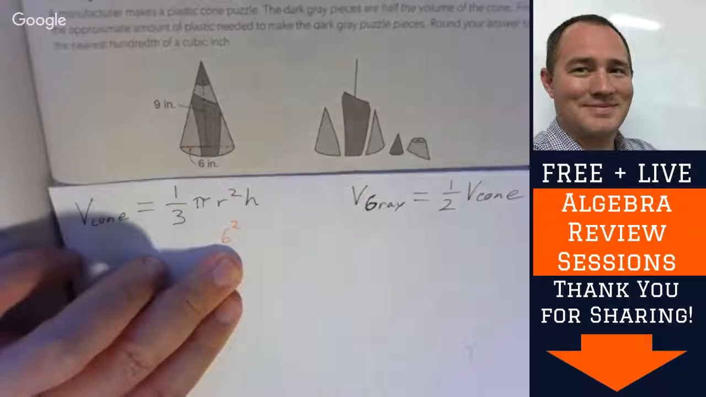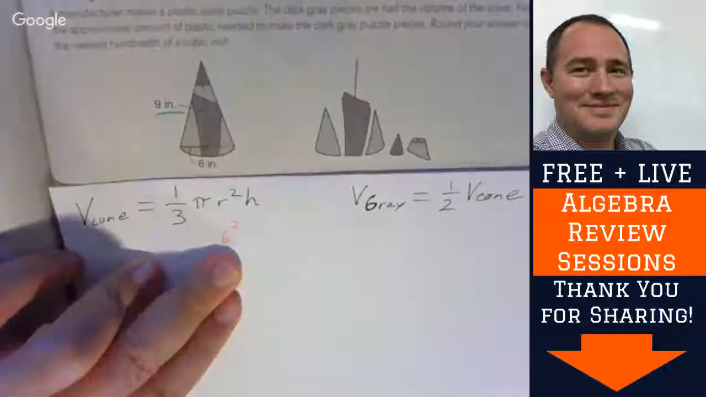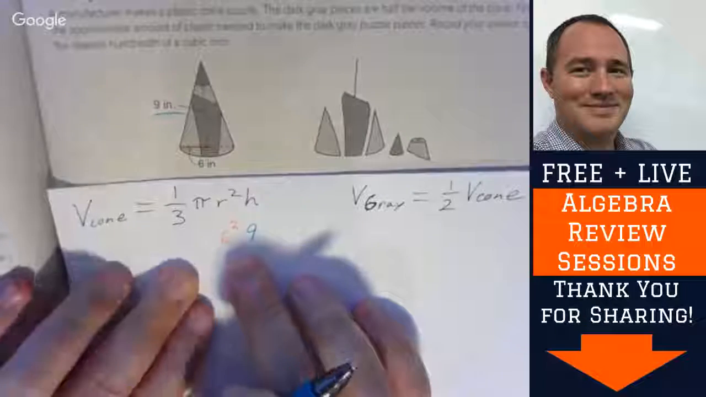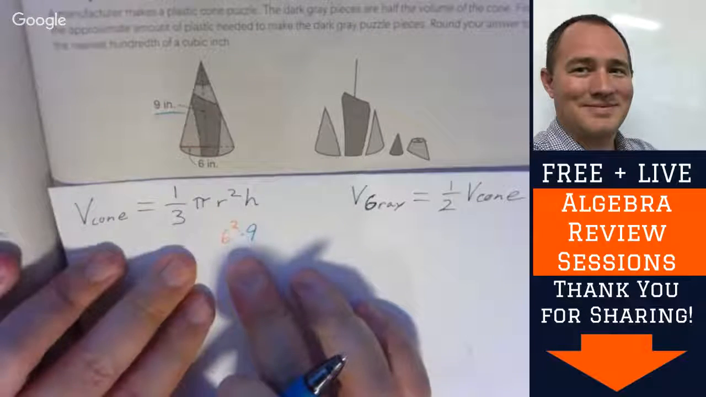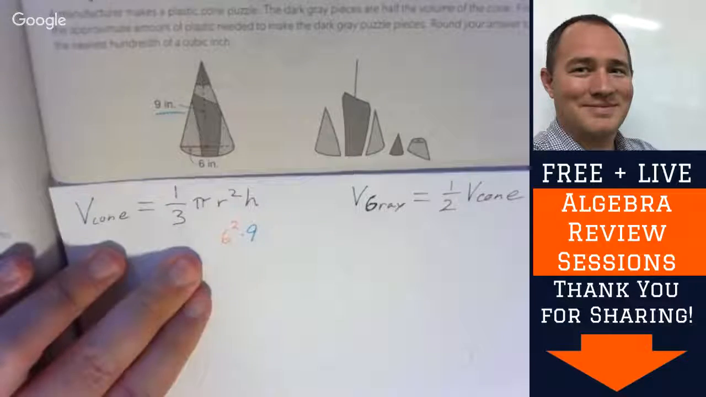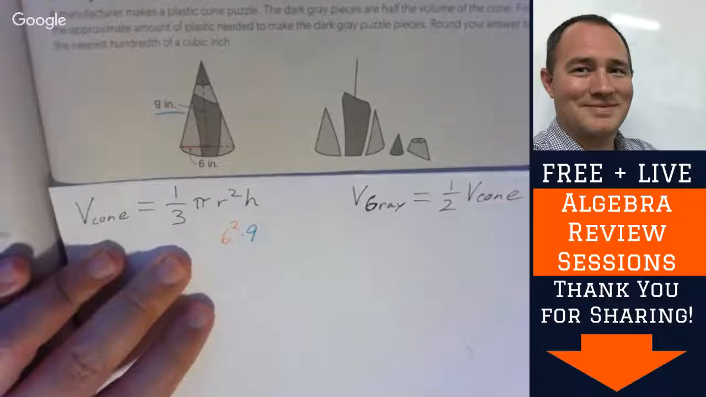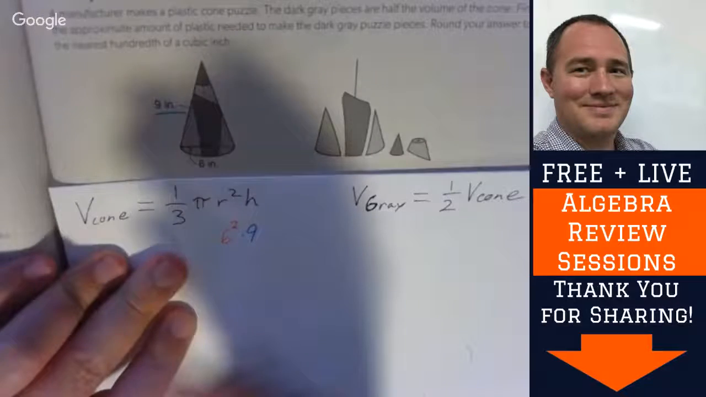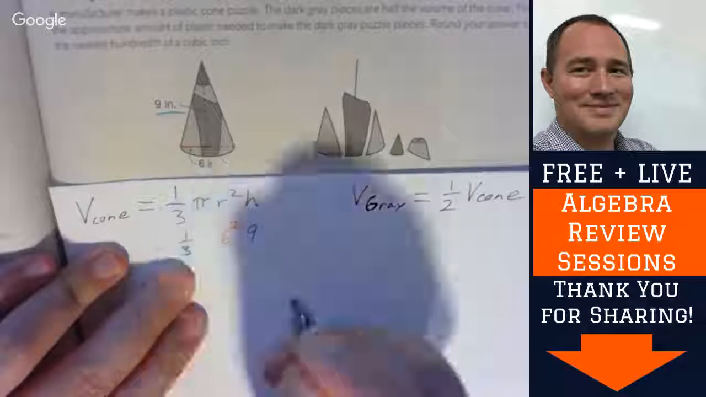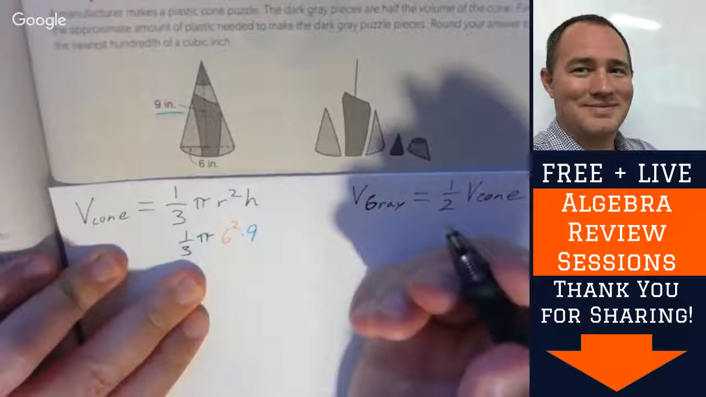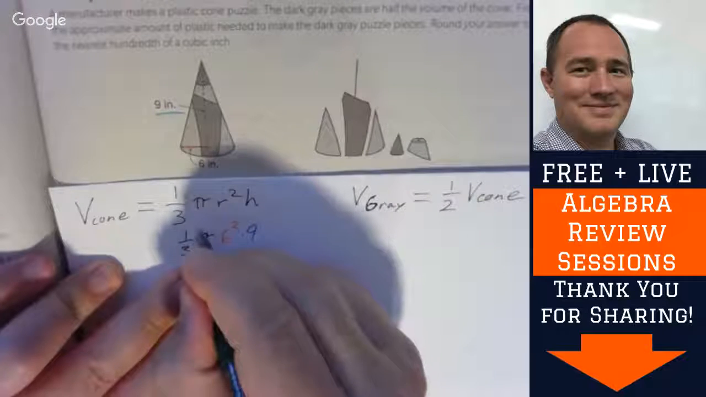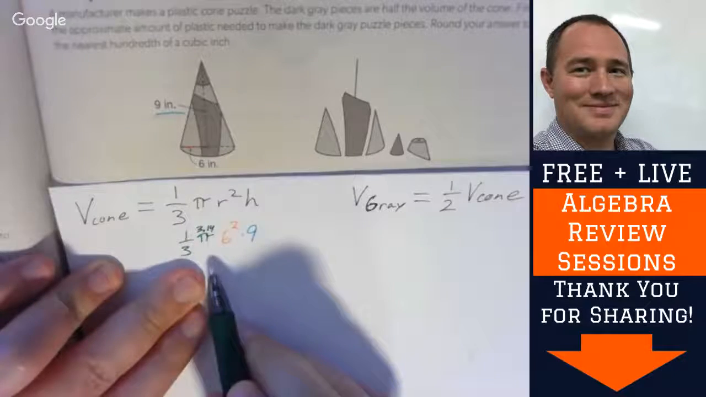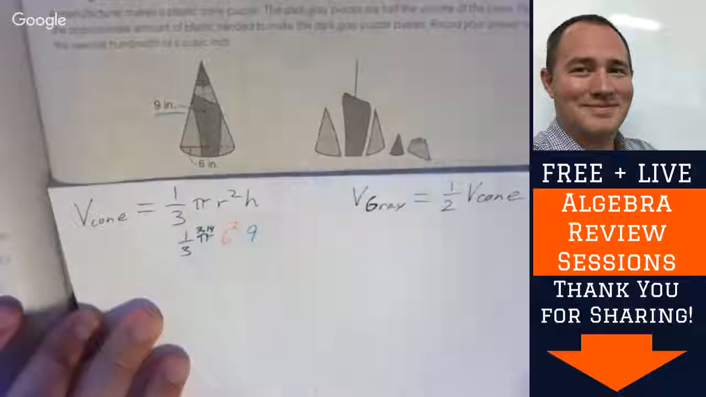The H is clear. The height is 9. And those are the only two variables that we need to plug in when we're talking about the volume of a cone. These other parts are constants. They're just a number. 1/3 and pi are both numbers. I'll go ahead and write in here, maybe 3.14. That's what we use to calculate pi.